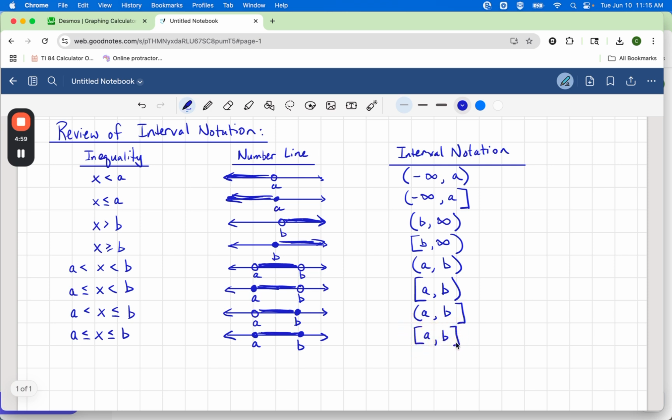The last one to consider is if x is any real number. Then I am between negative infinity and infinity, so the whole number line is shaded in. My interval notation is negative infinity to infinity, both parentheses. Always parentheses on the infinities, because in theory you can never get there.